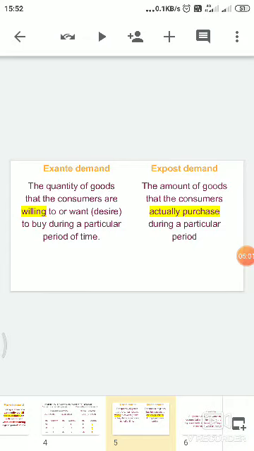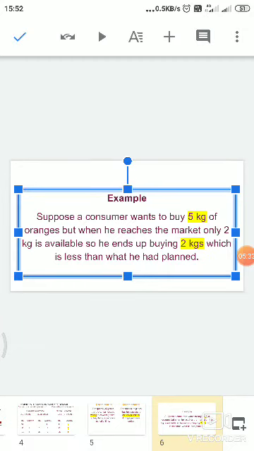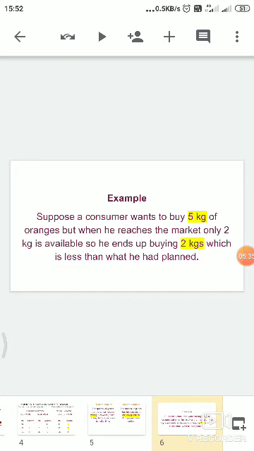Now we can understand this with the help of an example. Suppose a consumer wants to buy 5 kg of oranges, but when he reaches the market, only 2 kg is available. So he ends up buying 2 kg, which is less than what he had planned. So what is ex ante demand here? Ex ante demand is 5 kg, what he had planned to buy. And what does he actually buy? He actually buys 2 kg. So 2 kg is the ex post demand and 5 kg is the ex ante demand.